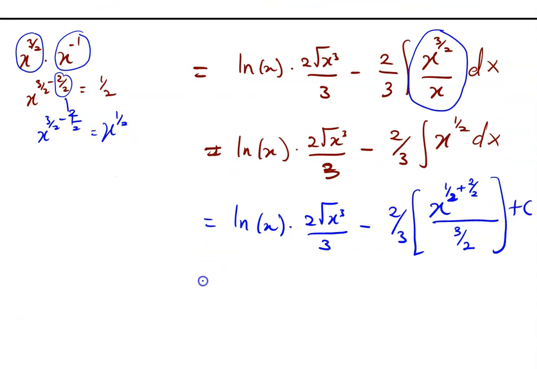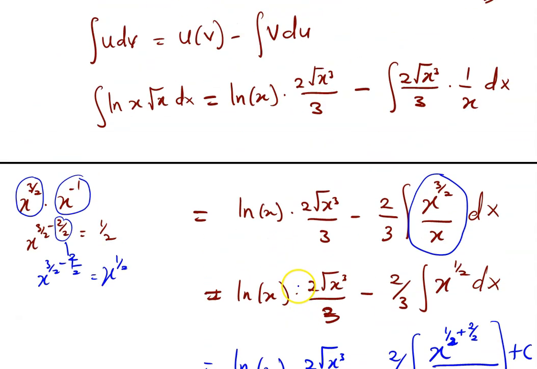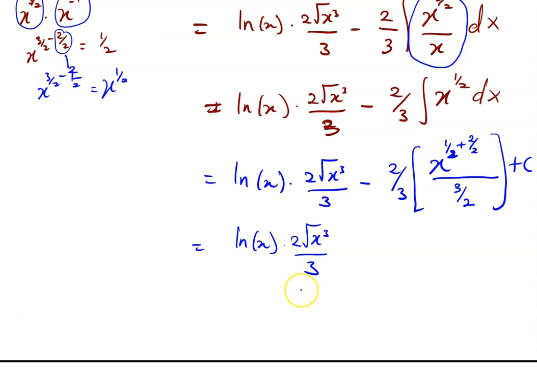So what do I have? I'm going to get ln x multiplied by what? 2 root x cubed, all divided by 3, then minus 2/3 multiplied by what? x^(3/2), times 2/3, the reciprocal of it, plus c.